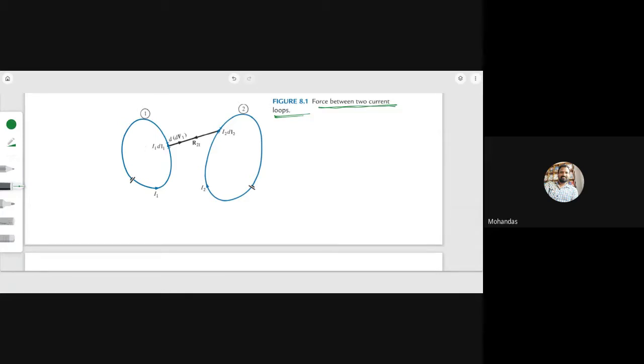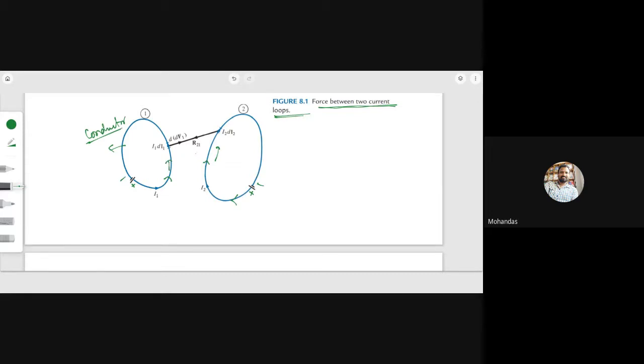So this is loop 1. Loop 1 means this is the conductor as a loop, and here the voltage is applied. This is plus and minus, so the current is flowing in this direction. Next, another loop is there. This is also a conductor, and here the current is flowing in this direction. So current is flowing in the upward direction.